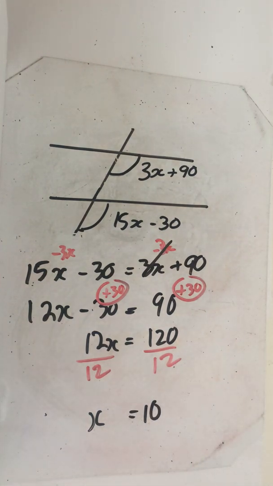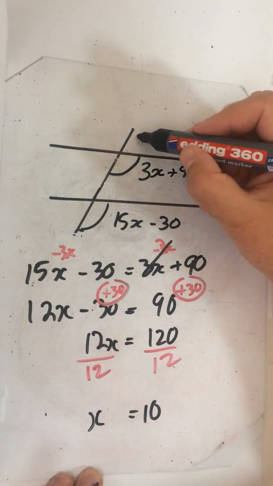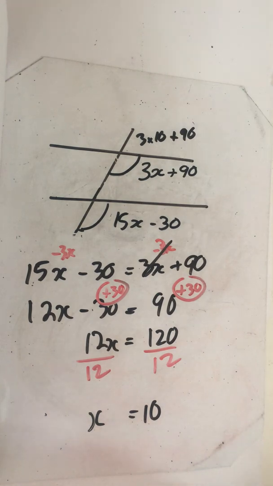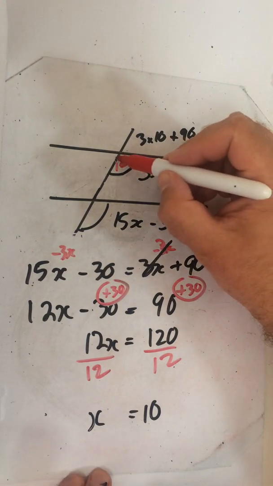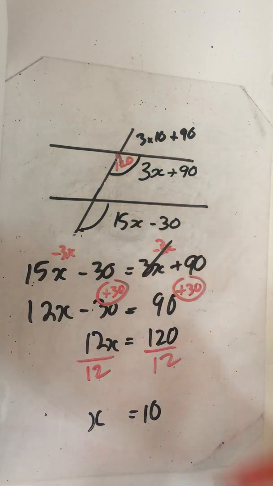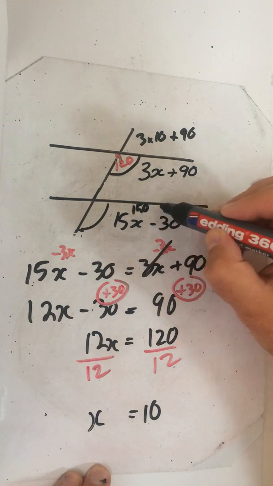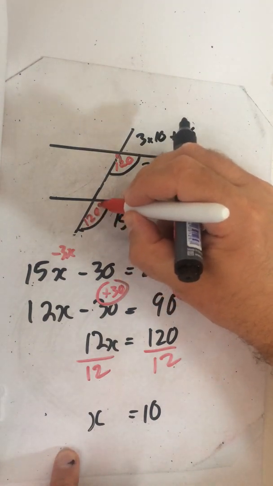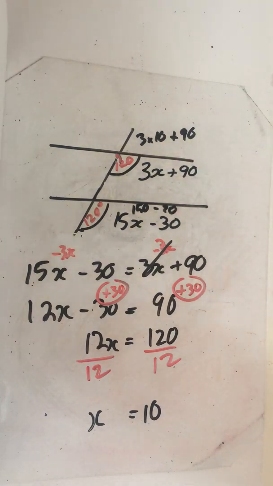Let's just check out what each angle is. Let's just check if we're correct. So if x is equal to 10, this becomes 3 times 10 plus 90. So 3 times 10 plus 90, 30 plus 90, it's saying this is 120. Let's have a look at this one. So it's 15x take away 30. So 15 times 10, 150, take away 30, yep, 120. So both angles are 120 degrees, and we've calculated that from these equations.